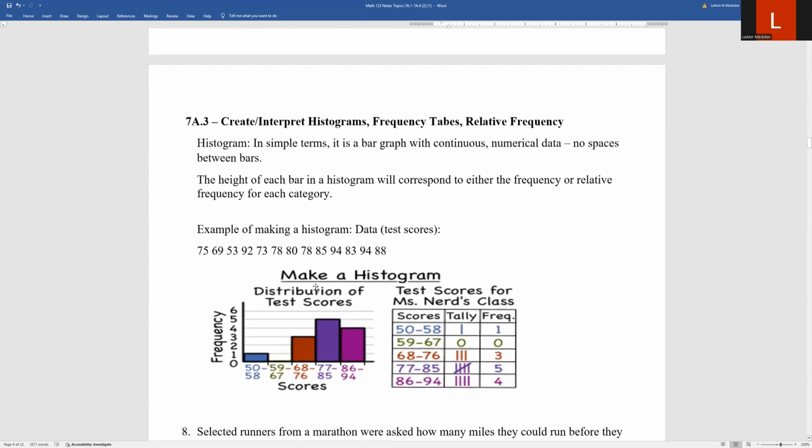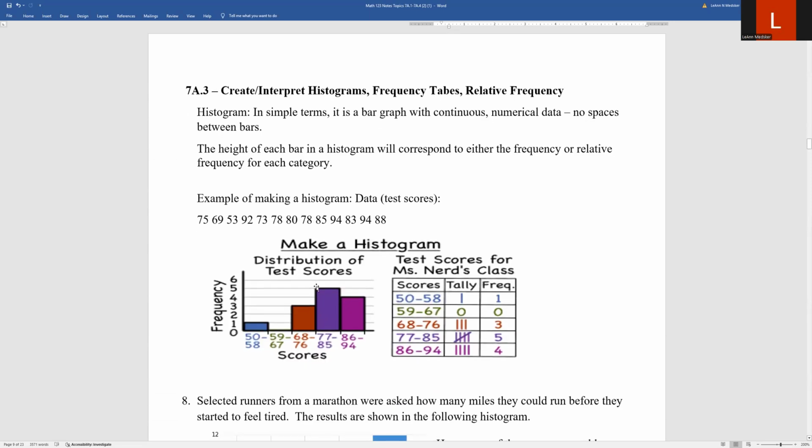Okay. All right, so that takes us to 7A3. We're creating or interpreting histograms, which we kind of just practiced doing ahead of schedule. We're going to talk about frequency tables, and then relative frequency. So a histogram essentially is just a way for someone to visualize a frequency table, a count.